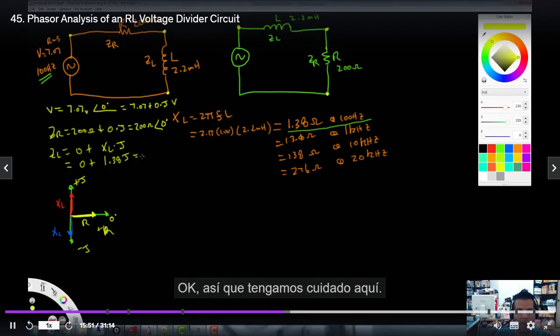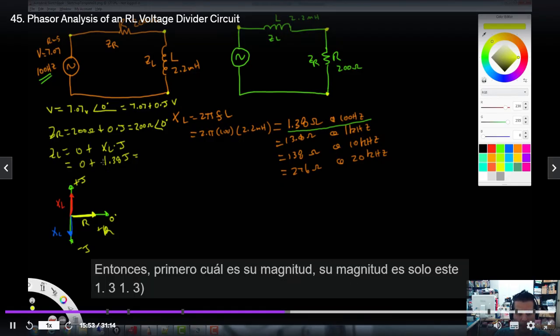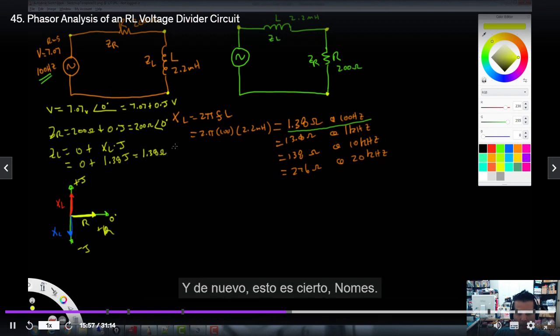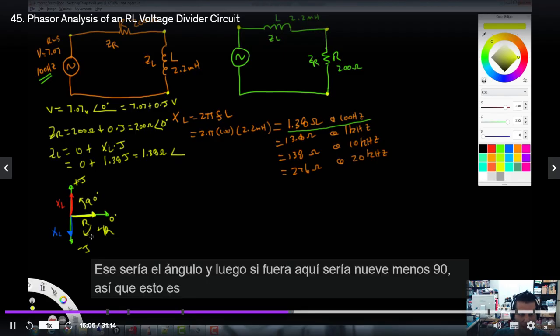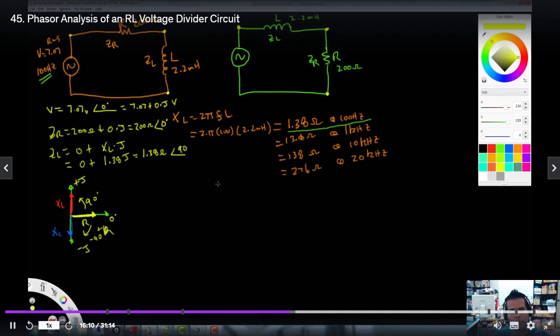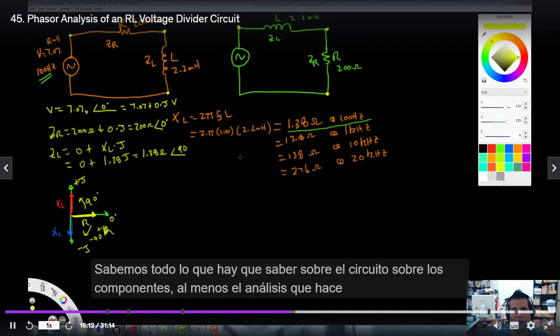Okay, so let's be careful here. First, what's its magnitude? Its magnitude is just this 1.38, and again, this is in ohms. And it's pointing in the plus j direction. So what is that? That's 90 degrees, right? That would be the angle. If it was down here, it'd be minus 90. So this is plus 90 degrees. Okay, so that's it. We know everything there is to know about the components of this circuit.